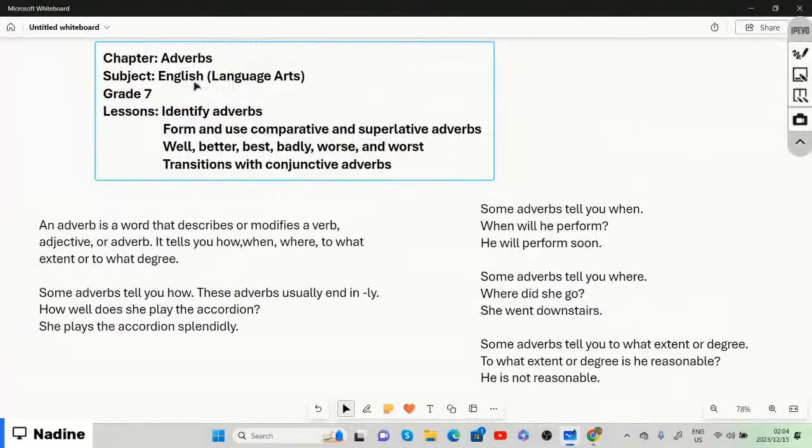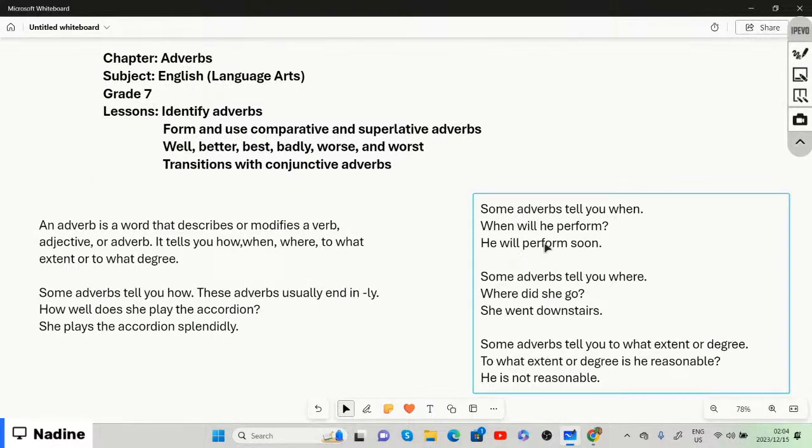The lessons that we are focusing on under the chapter of adverbs are to identify adverbs, to form and use comparative and superlative adverbs: well, better, best, badly, worse, and worst, and to do transitions with conjunctive adverbs. So that is going to be our focus under the chapter of adverbs today.